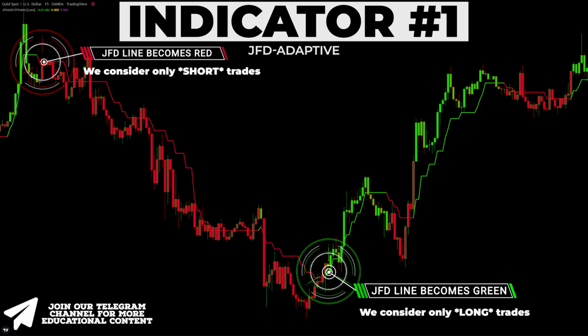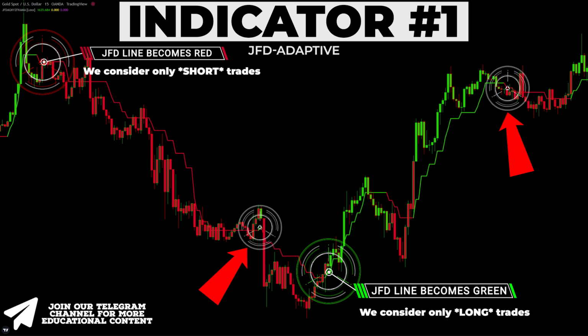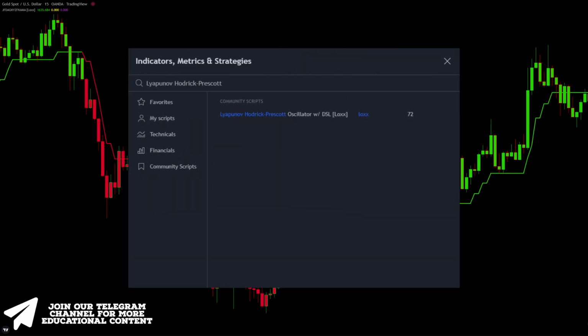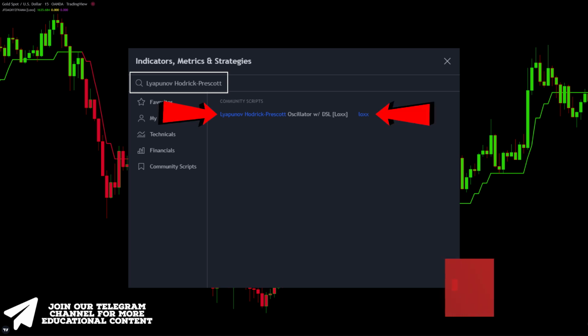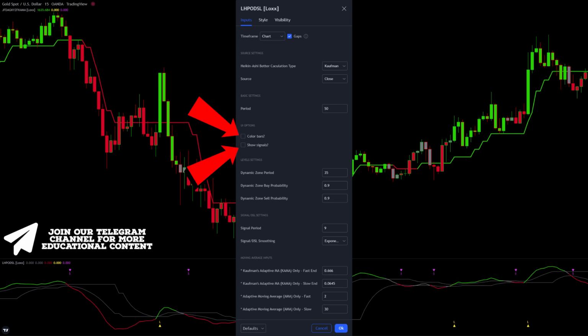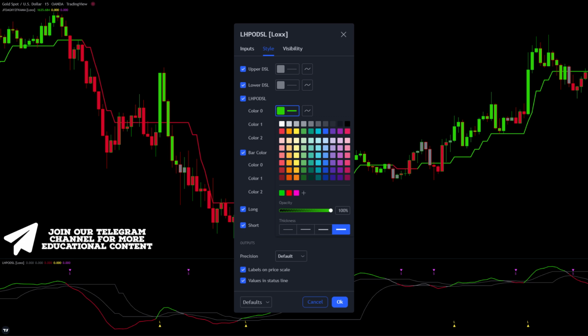But, as you can see, we have some false signals right here, so let's eliminate them by adding the next indicators. So, return to the indicators window, type Lyapunov-Hodrick-Prescott, and then choose the following indicator created by locks. Open the settings, and in the Inputs tab disable color bars and show signals. Then, open the Style section and make our signal line wider. Repeat the same with the following points.